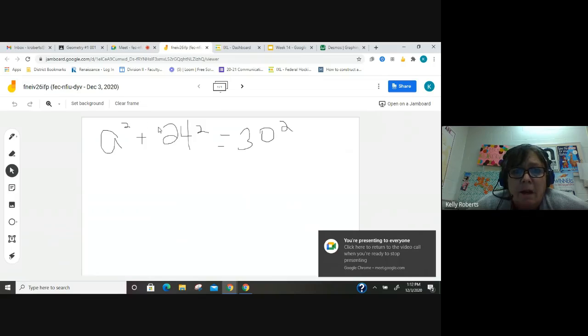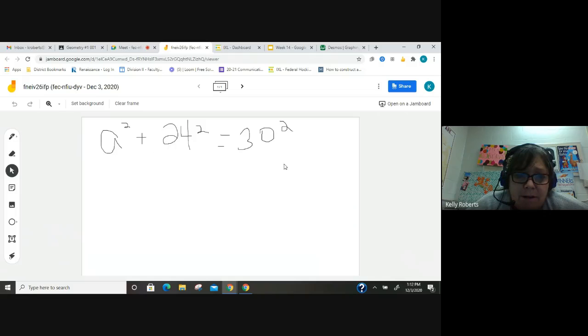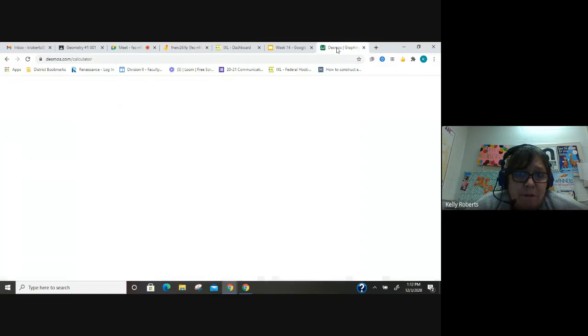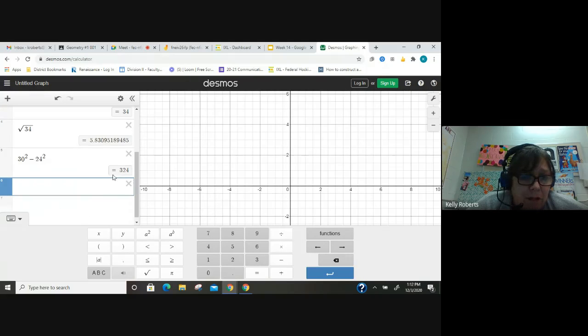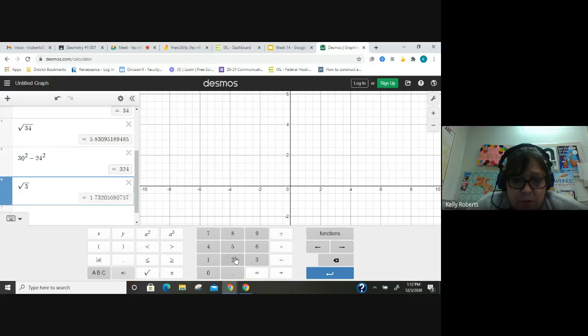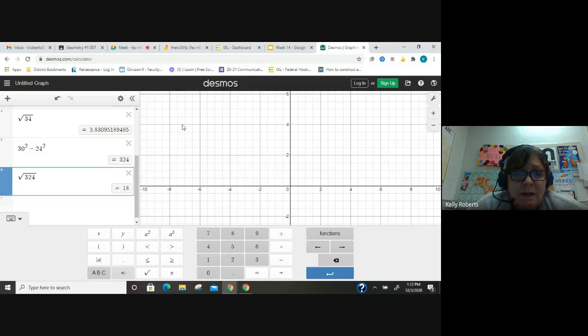Sorry, hang on. All right, so I did 30 squared minus 24 squared because I subtracted 24 squared from both sides. So that leaves me A squared equals whatever that was. And so then I would just take the square root of both sides. So that would give me A equals the square root of 324, which is 18.